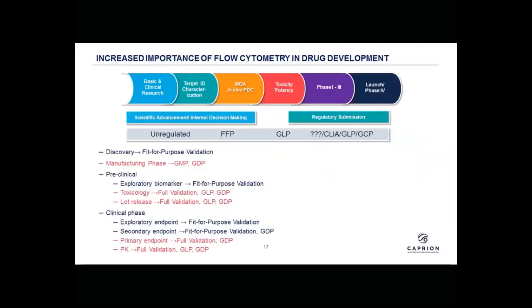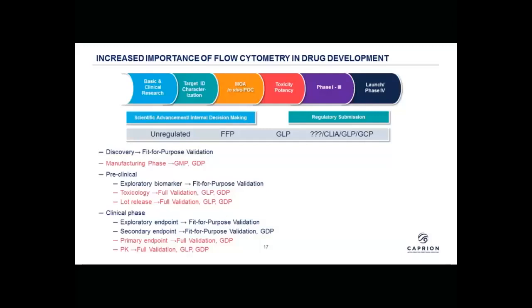Because of this increased importance of flow cytometry in drug development, this is why we need our quality pillars for measurement assurance. So just to summarize, we're now using flow cytometry in the manufacturing phase, and this is under GMP requirements, in preclinical testing for toxicology, for lot release of these various biologics, so that would fall under GLP, and no longer just in clinical development as an exploratory or secondary endpoint, but for a primary endpoint, and as I mentioned, for PK. So these now fall under GLP.